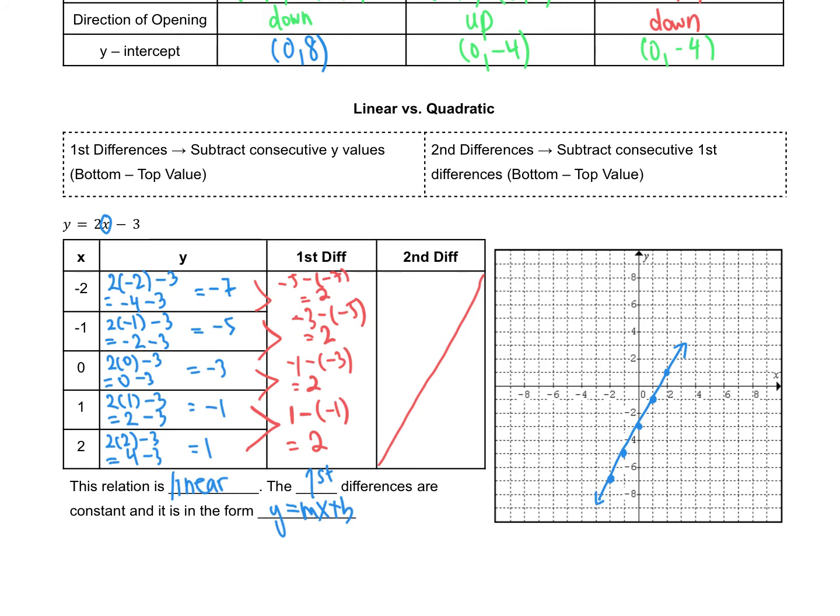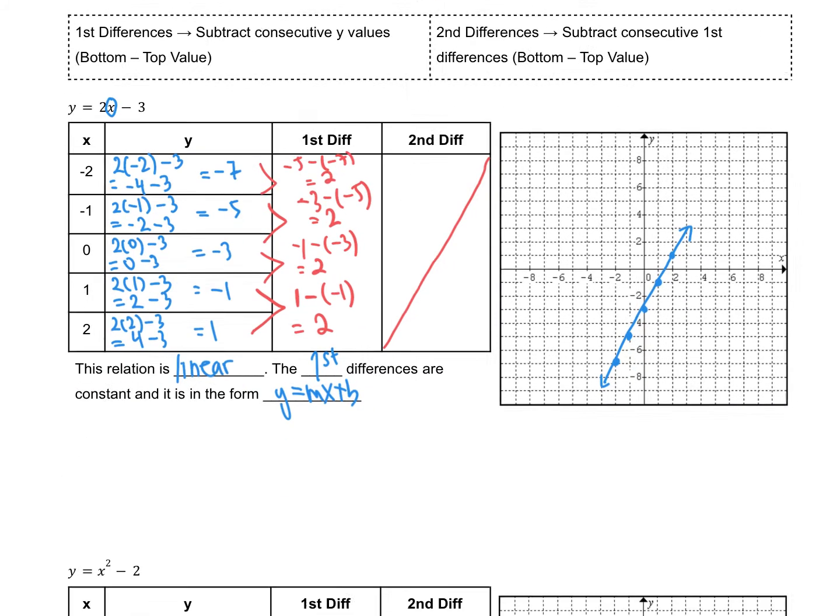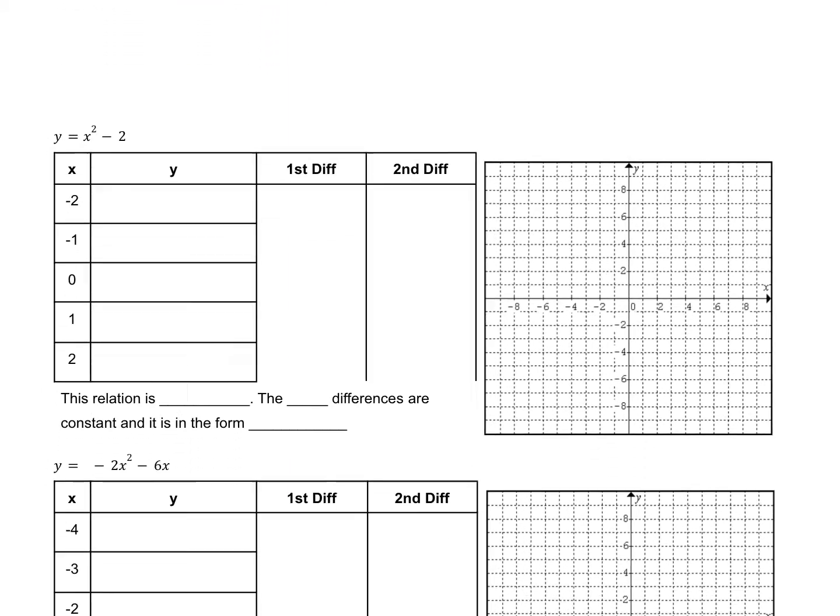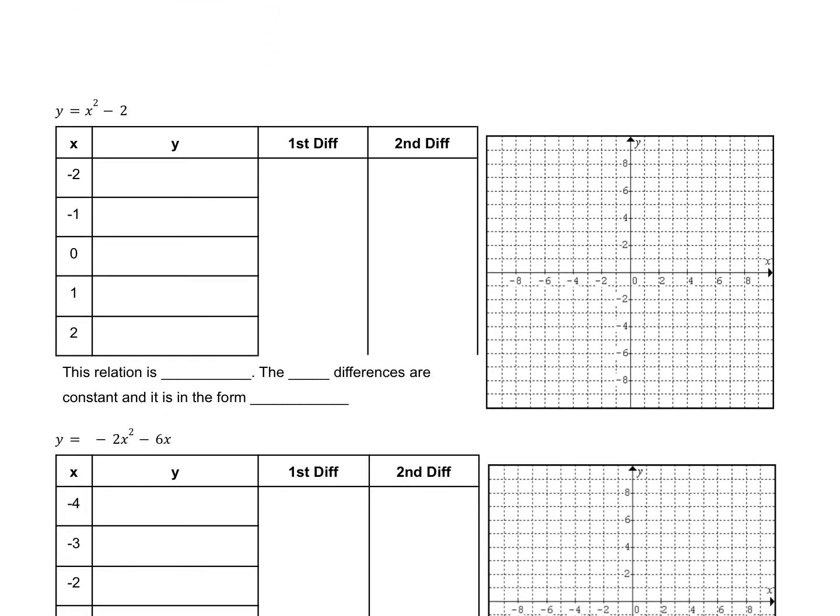Now, let's move on from linear and let's do a quadratic example. If I look at y equals x squared minus 2, first of all, I'm already thinking this is quadratic because I see that x squared term. So let's go ahead and practice a table of values when a quadratic is involved. Here I have an x in a single spot, but it is raised to the power of 2. So I'm going to do -2 all squared subtract 2.